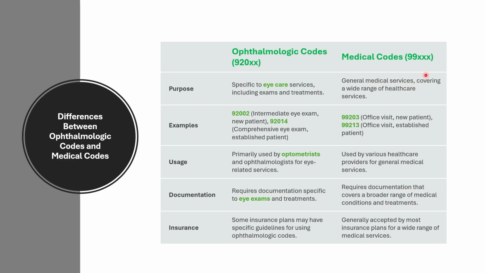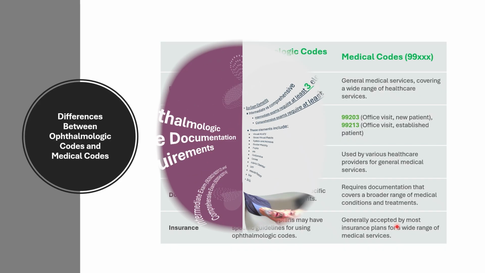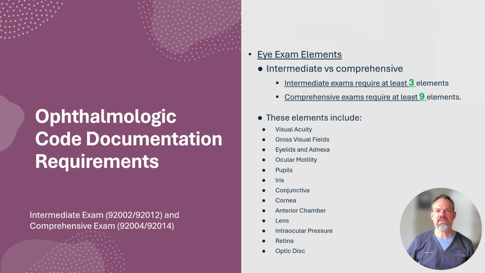Two examples would be 99203, office visit new patient, or 99213, office visit established patient, and again used by various healthcare providers, generally accepted by most medical insurance plans. 92 codes can be either intermediate or comprehensive.